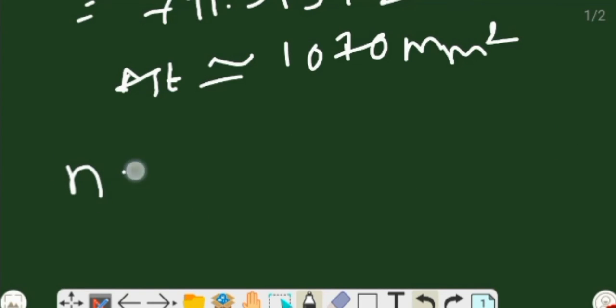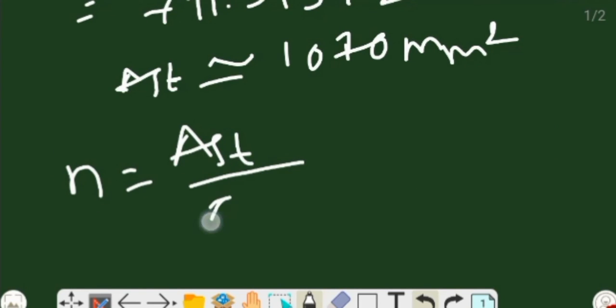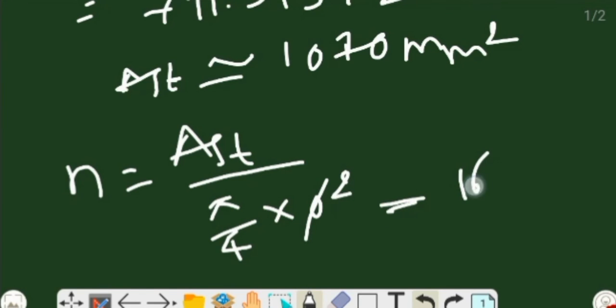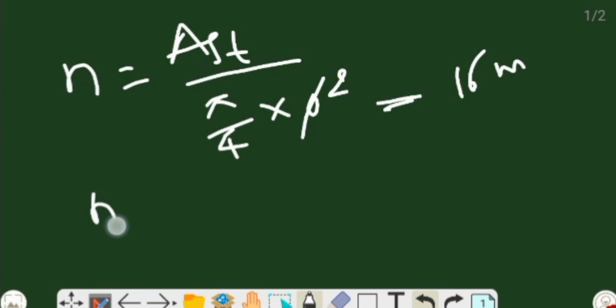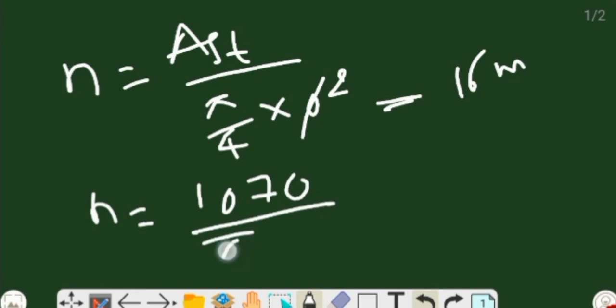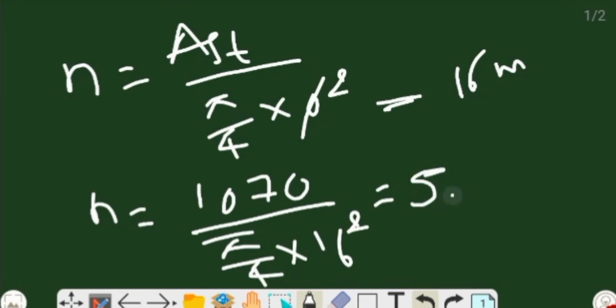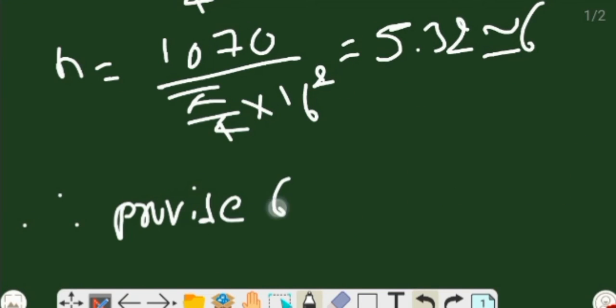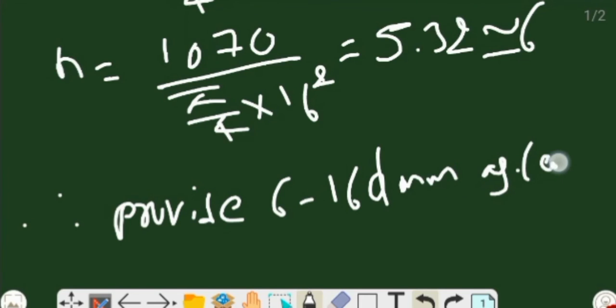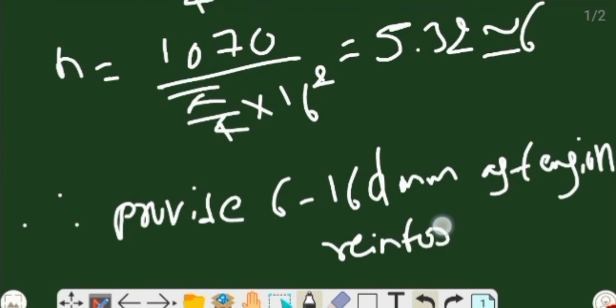Next, number of bars equal to AST by pi by 4 into dia square. We assume that the dia of the bar is 16 mm. So n equal to AST, which is 1070, by pi by 4 into 16 square. We get the number of bars equal to 5.32. So round figure this value and we get 6 number of bars. So provide 6 number of bars of 16 mm dia as tension reinforcement.